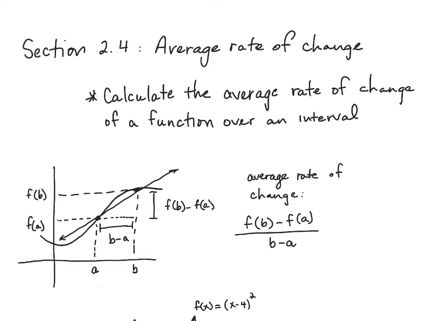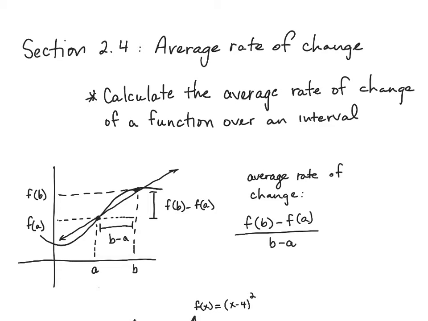Section 2.4, Average Rate of Change. We got into this a little bit in Section 2.1 when we talked about the difference quotient. Average rate of change is really just the slope of a line between 2 points on a function that doesn't have a constant rate of change.